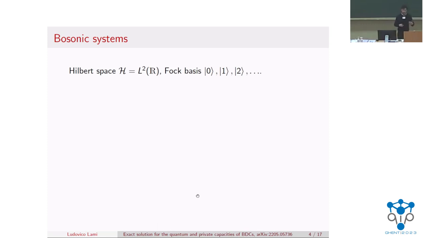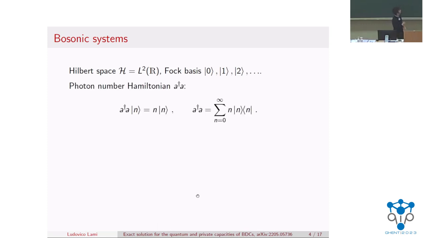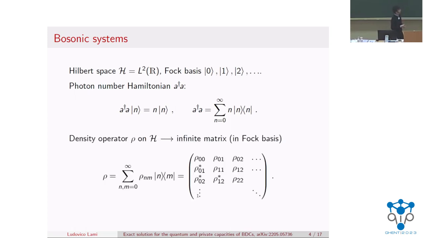Let's take a step back and review some basics before I tell you the main result. The Hilbert space is that of a single bosonic mode, so you have a Fock basis, 0, 1, 2, all the way to infinity. Then you have this canonical Hamiltonian, A dagger A, whose eigenvectors are these Fock states, and the eigenvalues are exactly the index of the Fock state. Density operators on the Hilbert space are naturally thought of as infinite matrices, so we'll often write them as infinite matrices.